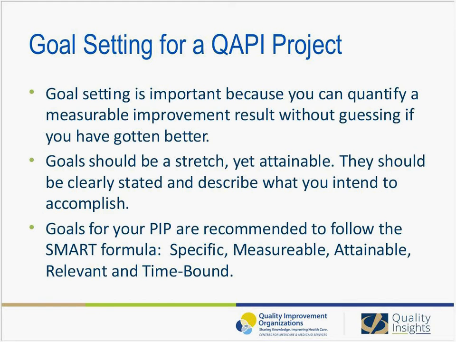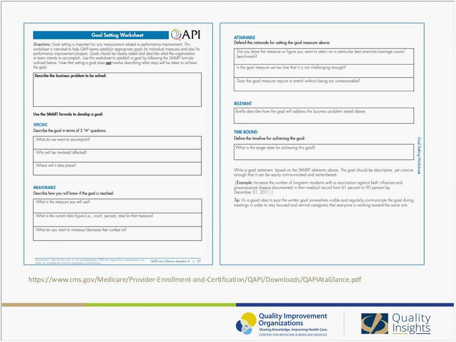Goals for your performance improvement project are best and recommended to follow that SMART formula: specific, measurable, attainable, relevant, and time-bound. But the good part is the tool that is provided to you by QAPI at a glance, by CMS. You will see the website here at the bottom. This blank tool contains all of the elements of that SMART formula. So if you utilize this goal-setting worksheet, it is built right in, and you can fill this out and set your goals for your project and be on your way.